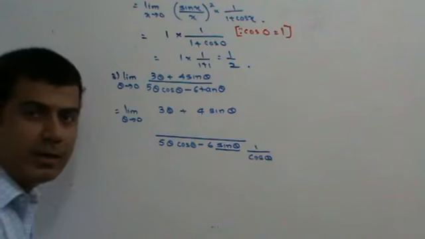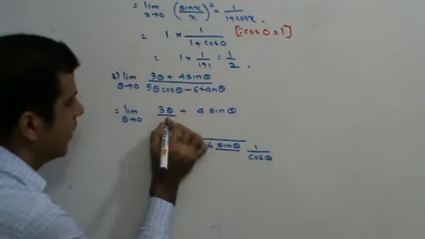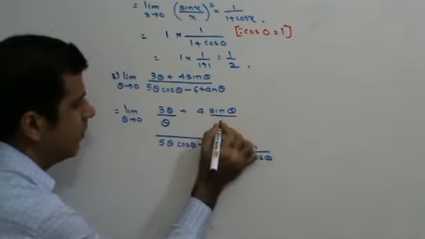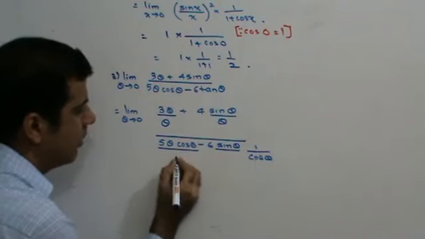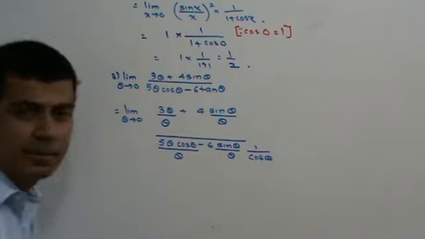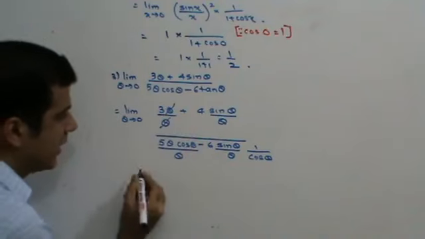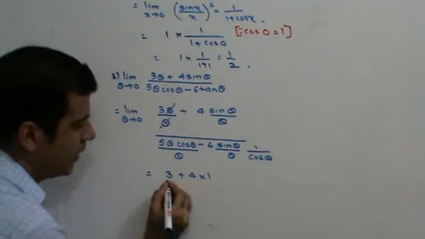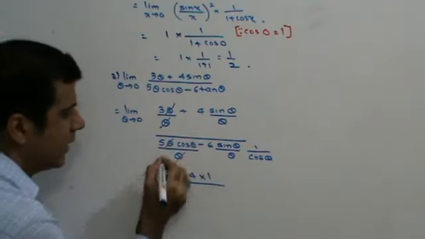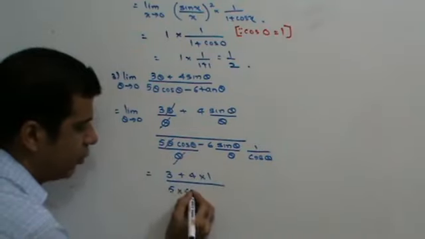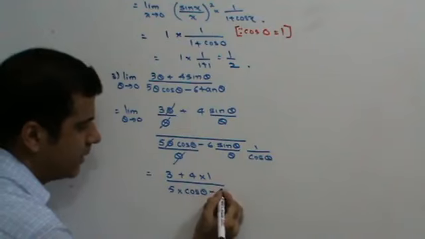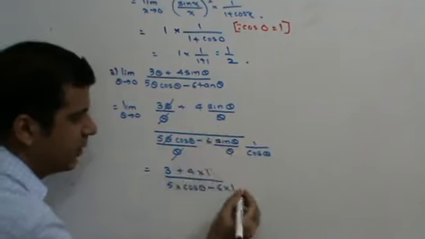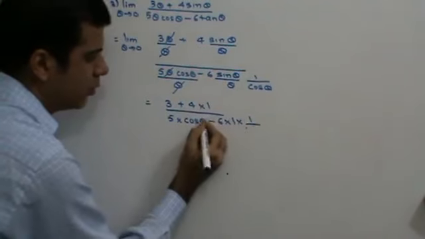Divide numerator and denominator by theta. I'm going to divide every term by theta. So theta and theta get cancelled. So this becomes 3 plus 4, sin theta upon theta is 1. Theta and theta get cancelled. 5 into cos of 0 minus 6, sin theta upon theta is 1, into 1 upon cos of 0.